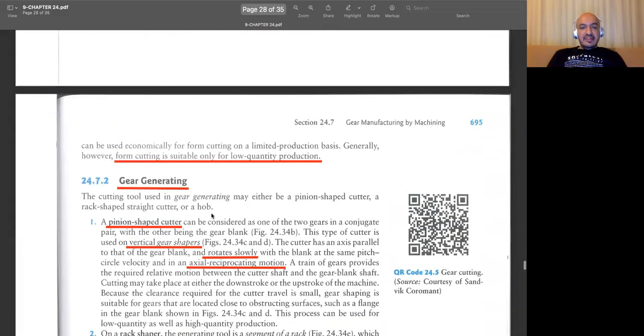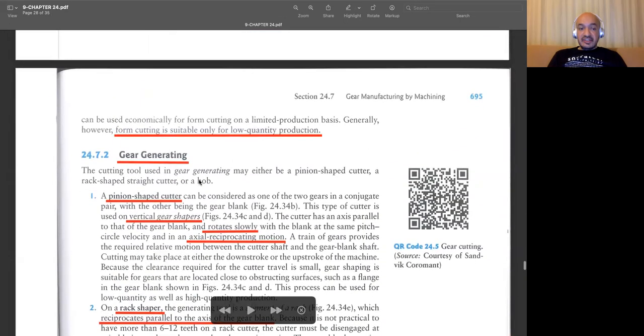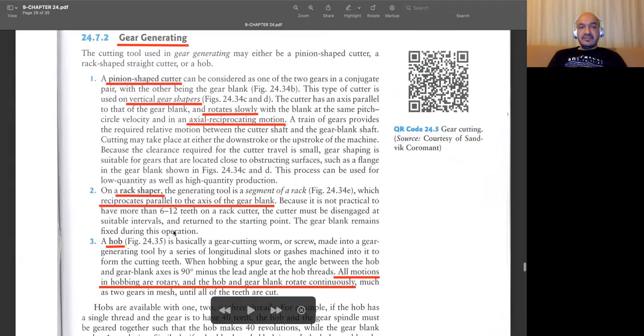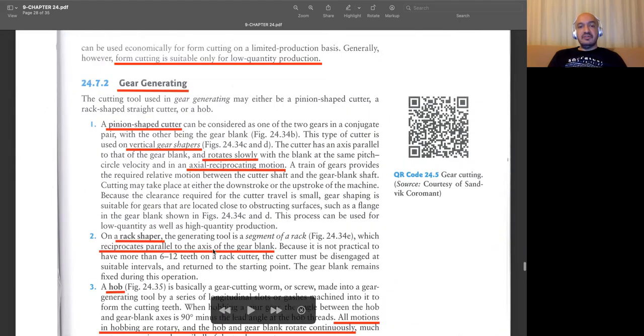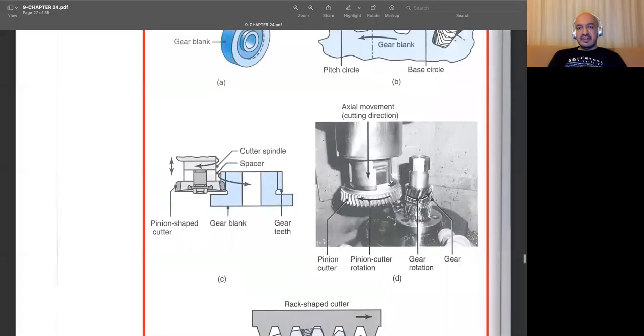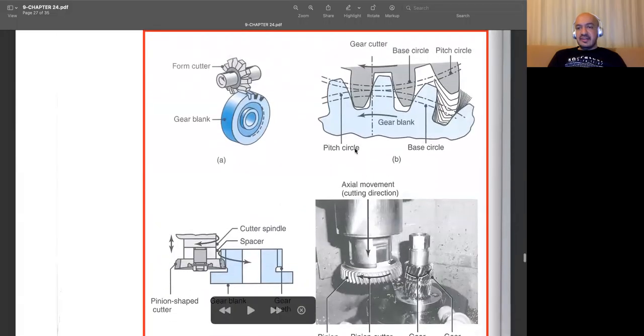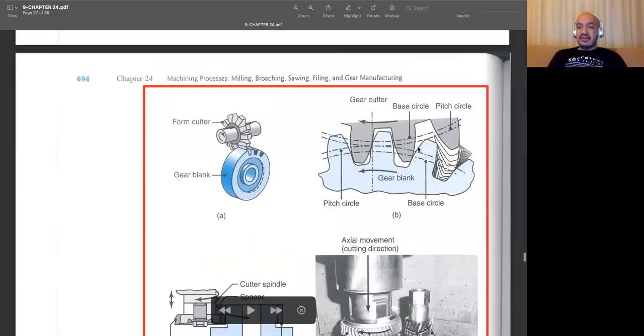And then the second type of process is gear generating. We have three options. We can use pinion shaped cutters, rack shapers, and hobs. Now I will show you all of these in these images. And here you can see a pinion shaped type of cutter. This is our gear cutter, and this is our gear blank. The blue one is the gear blank. So they are all rotating, in motion with respect to each other. But this gear cutter obviously has sharper edges. It's harder than the gear blank, and it can remove material during this motion.